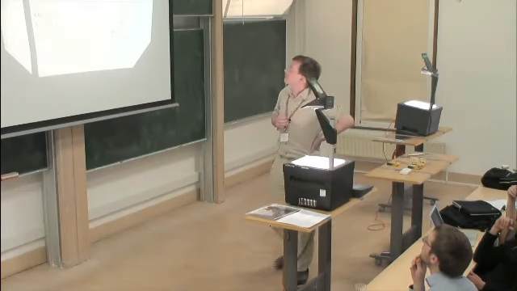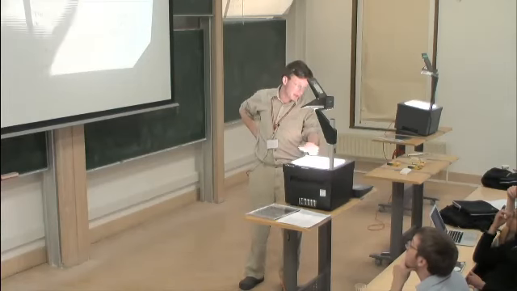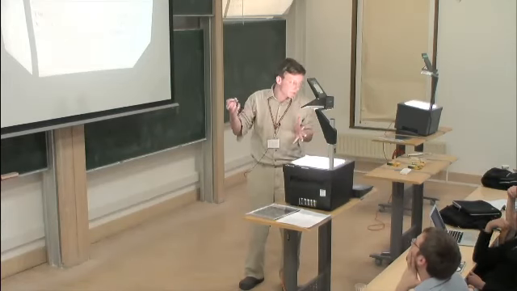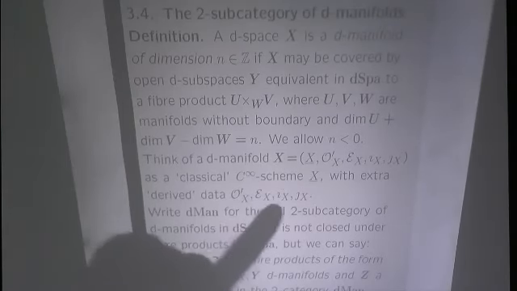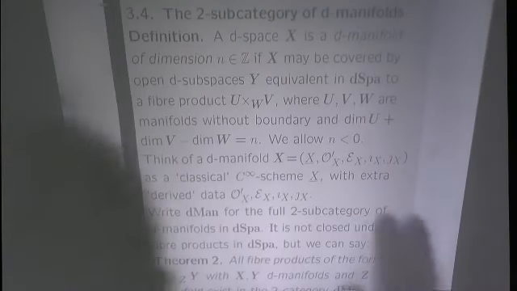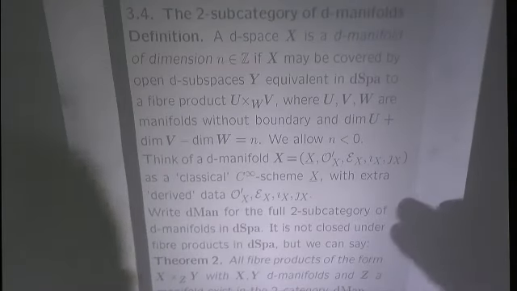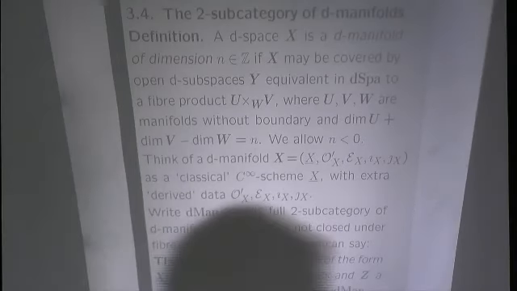Okay, so we think about a D-manifold as being a classical C-infinity scheme, which behaves like a kind of one-category object, together with some derived data, OX, EX, IX, JX, which are affected by two morphisms, and they're kind of higher categorical stuff. So we write D-man for the full 2-subcategory of D-manifolds and D-spaces.